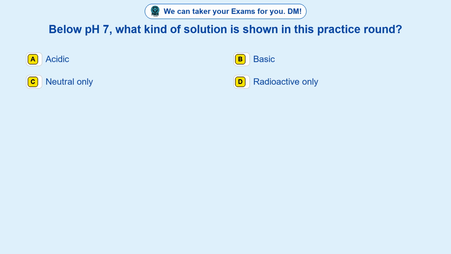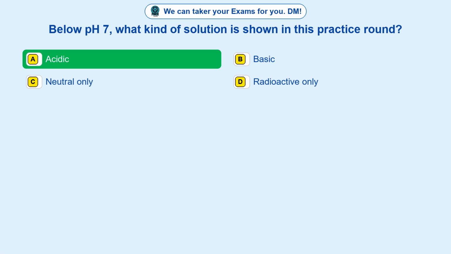Question 35. Below pH 7, what kind of solution is shown in this practice round? Option A, acidic. Option B, basic. Option C, neutral only. Option D, radioactive only. The correct answer is option A.